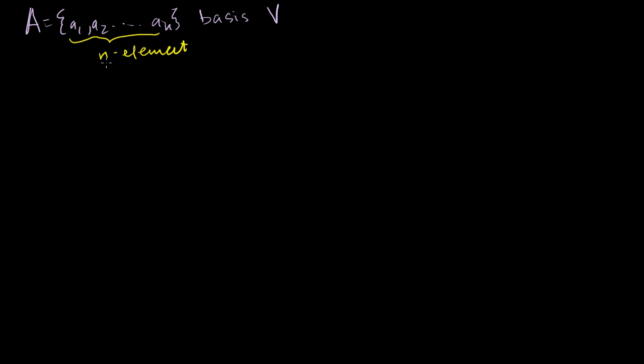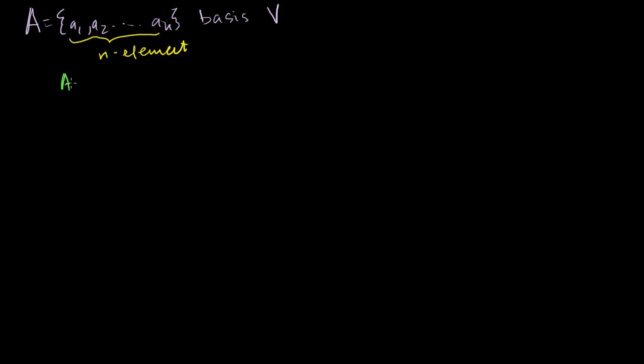Let's say I've got some set A of the vectors a1, a2, all the way to an. And I know for a fact that it's a basis for the subspace V. What I want to show you in this video is that if this guy has n elements right here, any set that spans V has to have at least n elements.